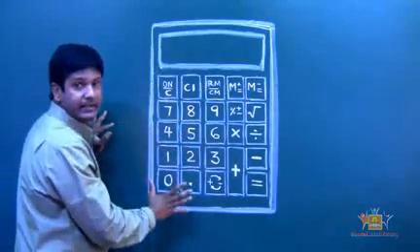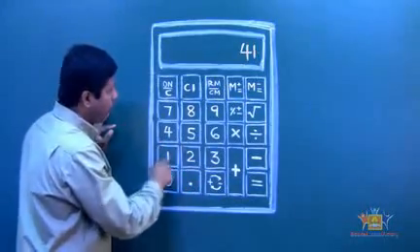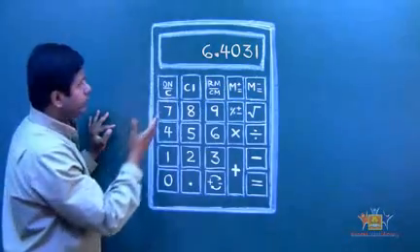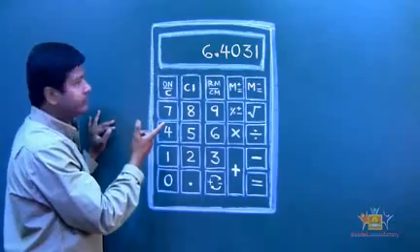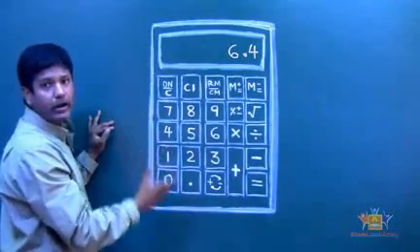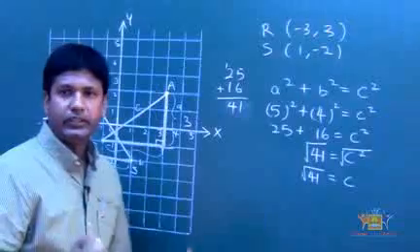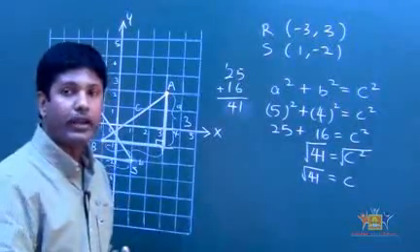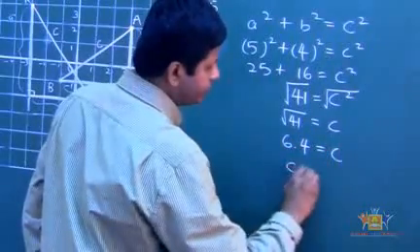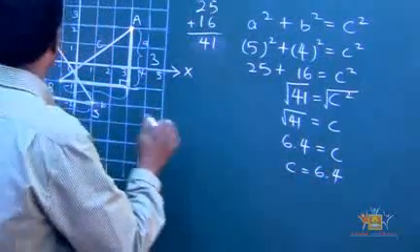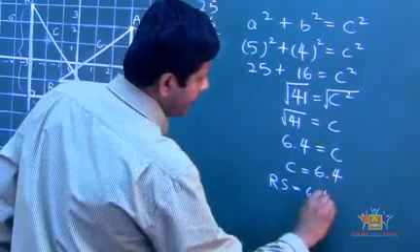With the basic calculator, if I want to find the square root of 41, I press 4, 1 and then press square root. See that? That gave me 6.4031, so we're going to round it to 6.4. That's our answer. So the square root of 41 is 6.4. That means C equals 6.4, and RS is 6.4.